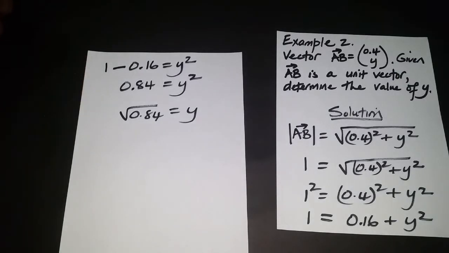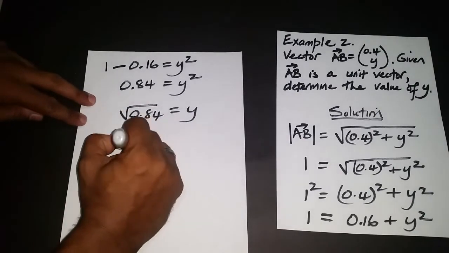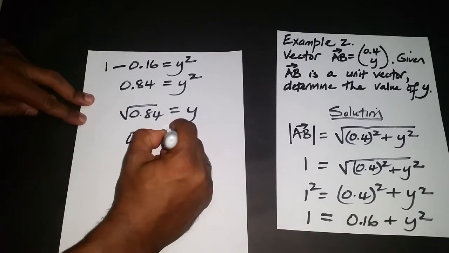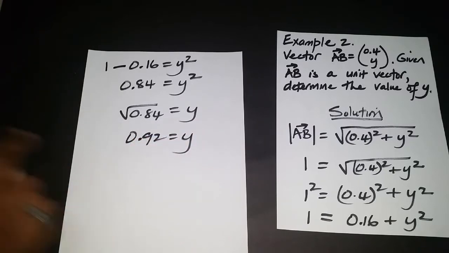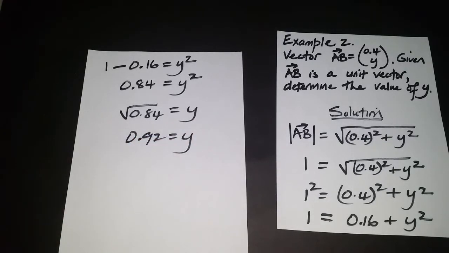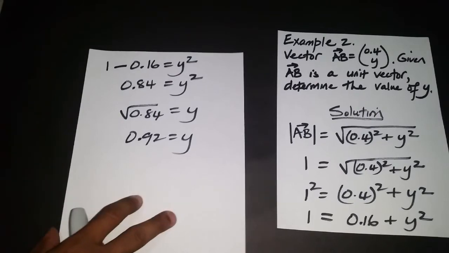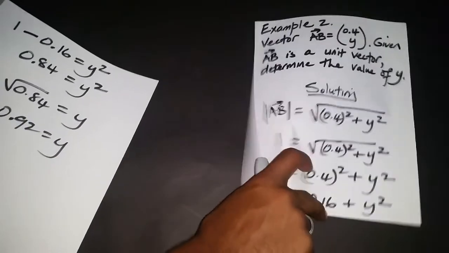Now, the square root of 0.84 will be equal to y, and the square root of 0.84 is simply 0.92. And that is the value of y. Very, very straightforward questions involving unit vectors. A very popular question that used to be a part of paper 2, and it also can be given as a question in paper 1.